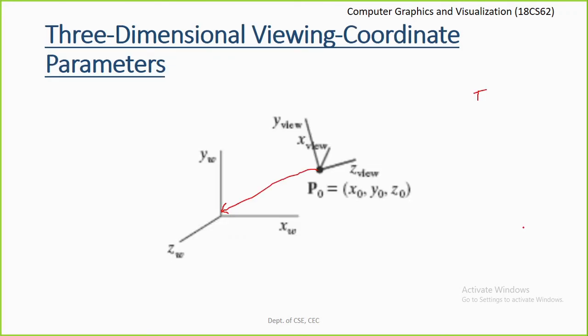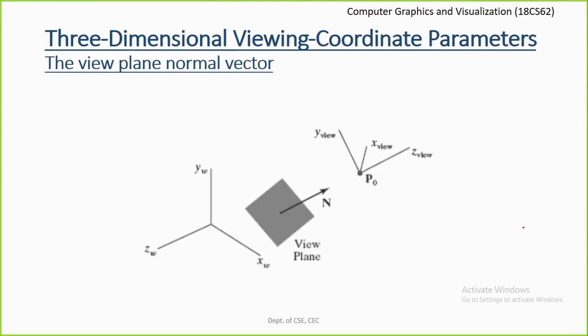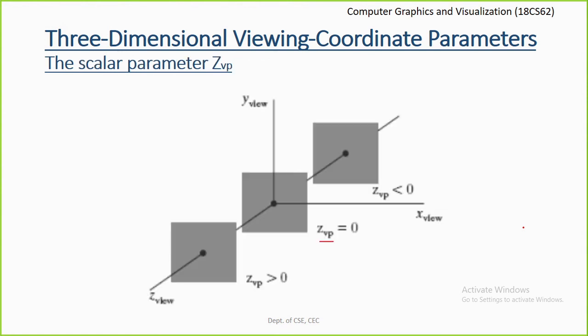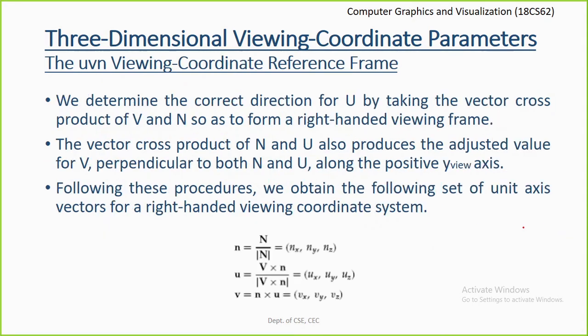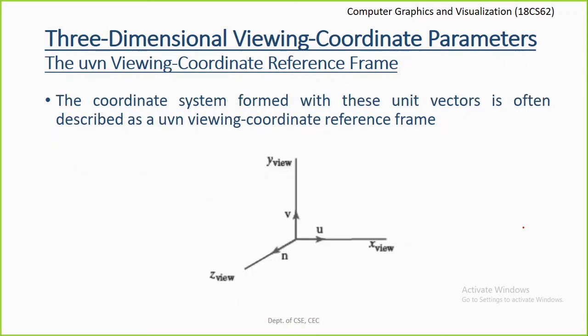Then we understood the three-dimensional viewing coordinate parameters. We have the surface normal vector n, and the parameter ZVP, which is used to position the view plane along the Z axis. We have one more vector, vector V, the view up vector, in the direction of the Y axis of the viewing coordinate frame. Using vector V and vector N, we can find one more vector, vector U, in the direction of the X axis of the viewing coordinates.